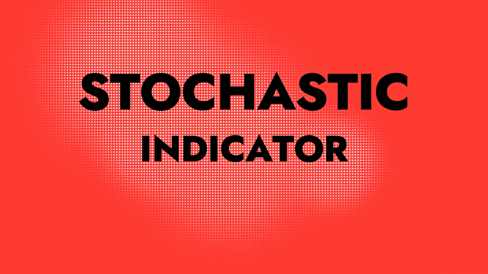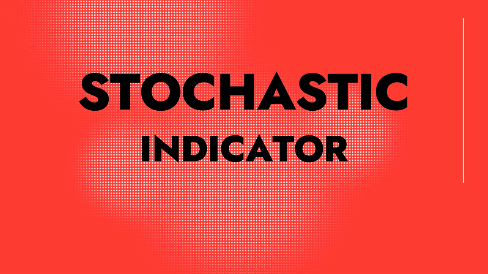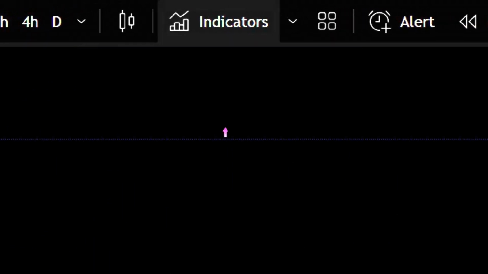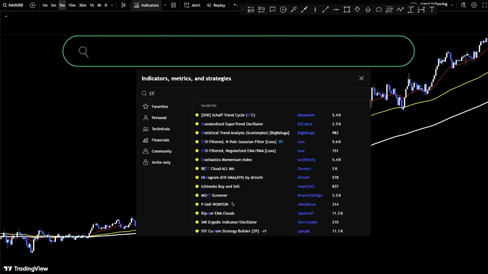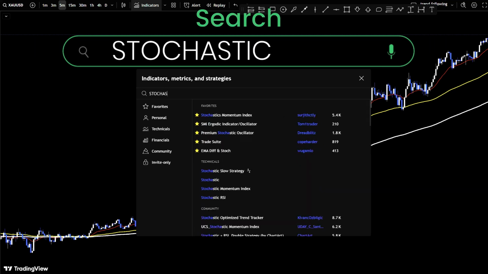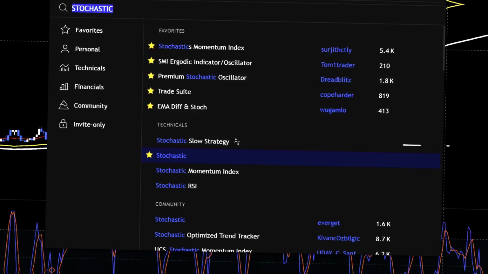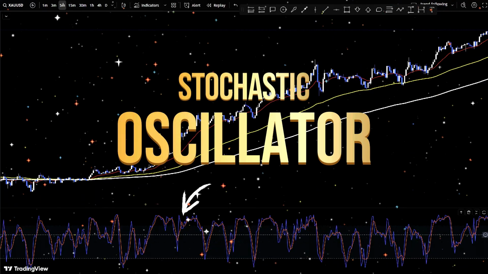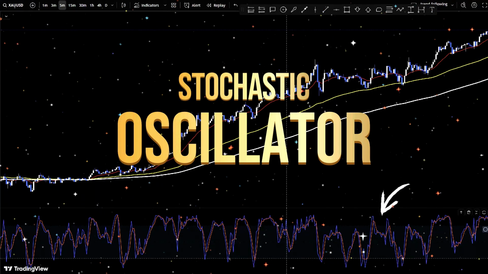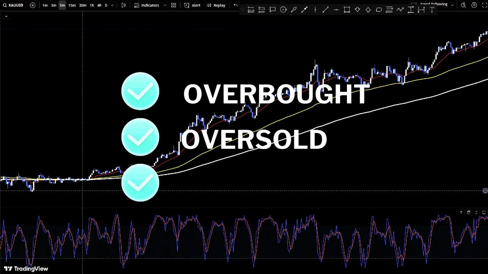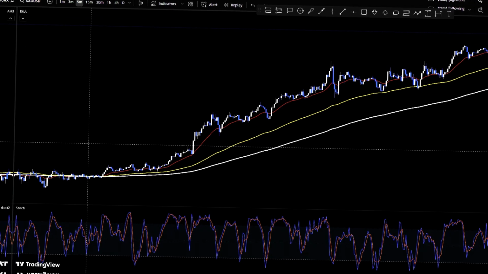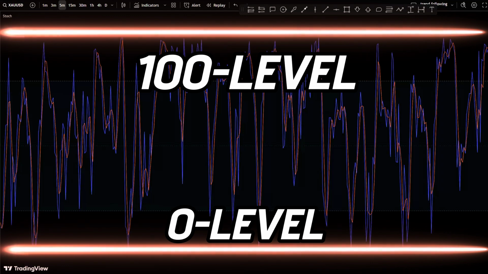It's called the Stochastic Indicator. Super common and crazy easy to use. The stochastic is an oscillator, which just means it pops up below your chart. It shows you if a price is overbought or oversold by giving you a number between 0 and 100. That number tells you where the current price is compared to its recent range.